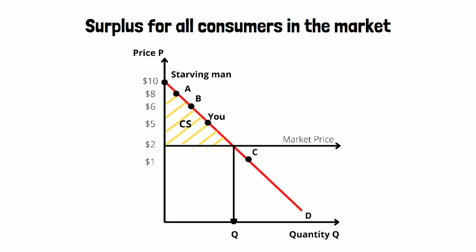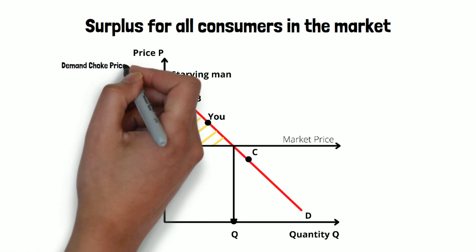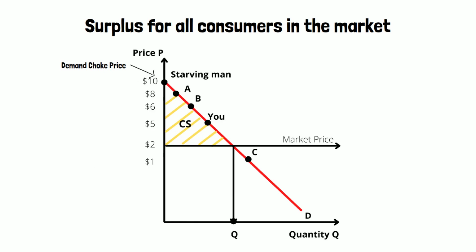Person A has a consumer surplus of $6, B of $4 and C does not have a consumer surplus. The $10 that the starving man is willing to pay is the demand choke price. At a price higher than this, nobody is willing to buy the avocado. Person C does not purchase an avocado because the price he is willing to pay is lower than the market price of $2. At the price of $2, quantity Q avocados are being sold.